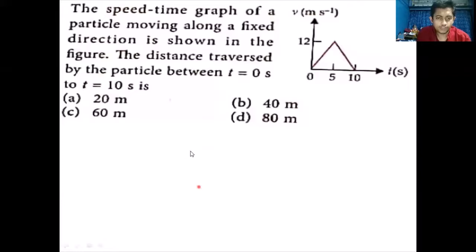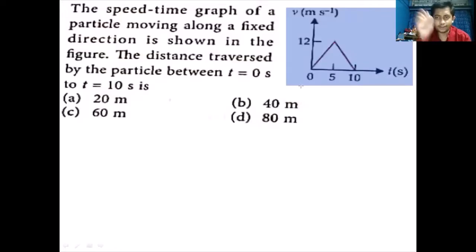So this is the last question of the chapter of motion in one dimension. In this question, they have given a velocity time graph, VT graph. And they are asking us to find the distance traveled by the particle in 10 seconds. To find it, we will find the area under the curve. Area under the VT graph gives us the distance, right? So the area under this curve will give us the distance that the particle has traveled.